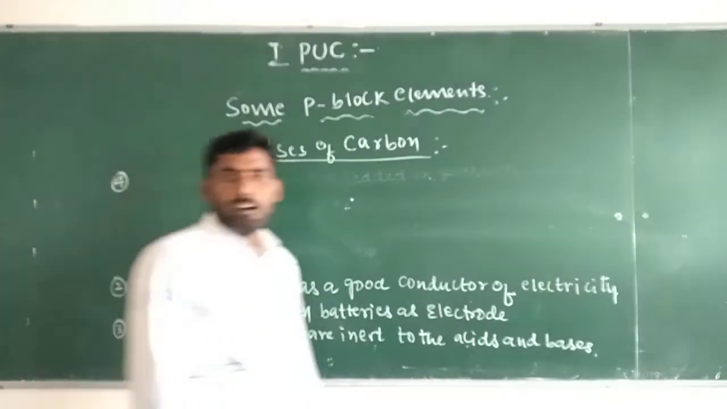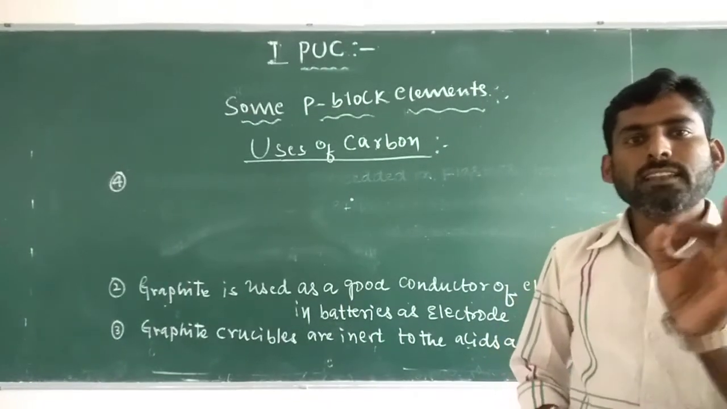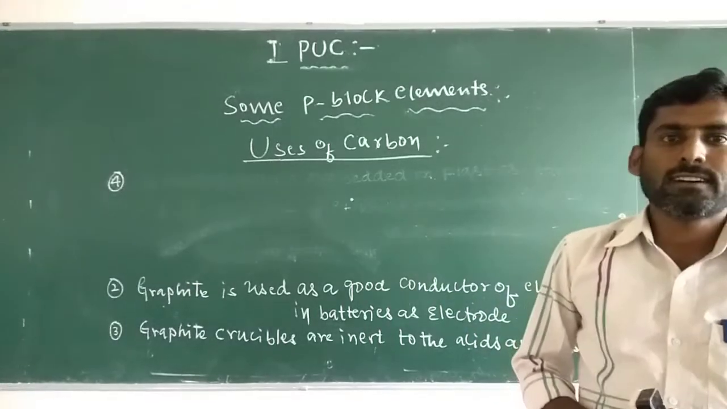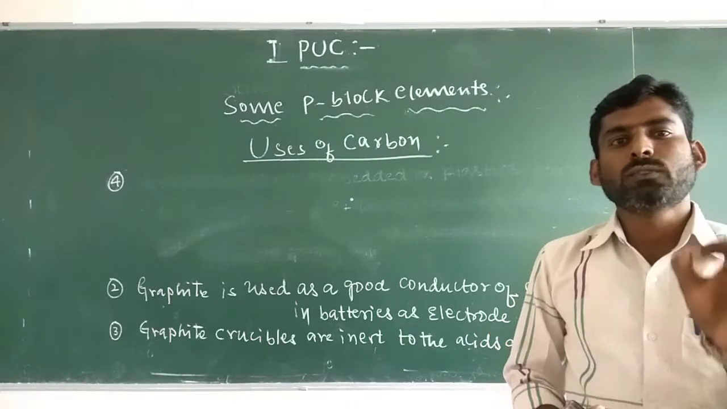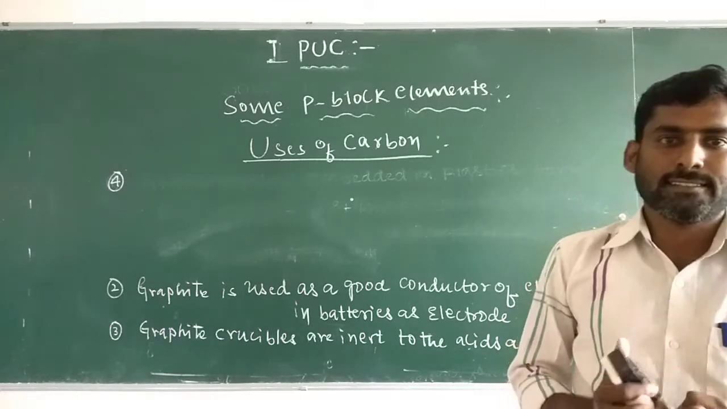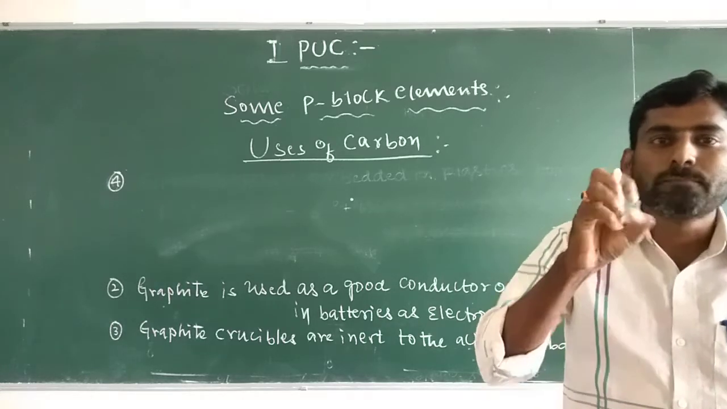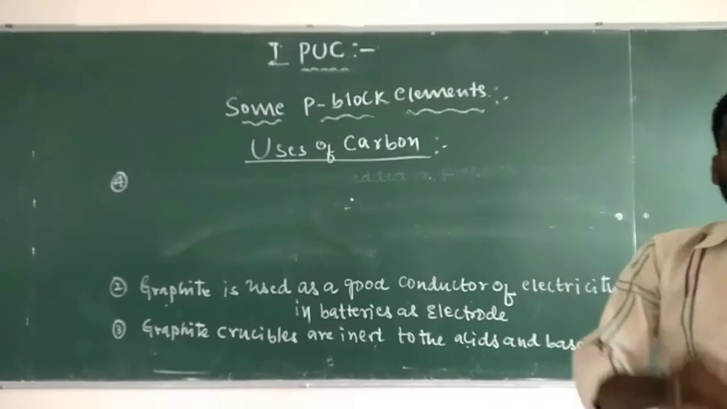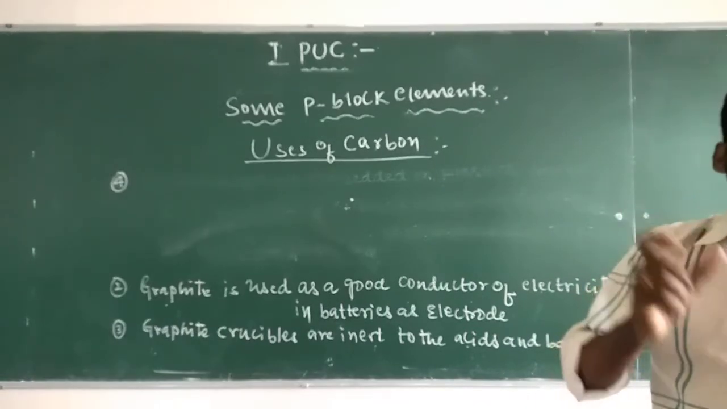Once again, activated charcoal is nothing but a finely powdered or amorphous form of carbon. That powdered charcoal acts as a good adsorbent. It absorbs the poisonous gases. So activated charcoal can be used in gas masks to absorb poisonous gases. And once again, activated charcoal can be used in water filtration tanks.